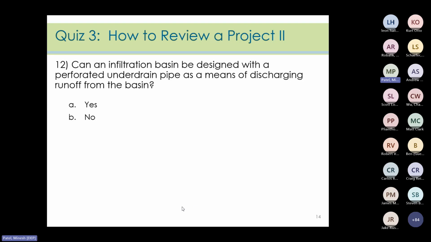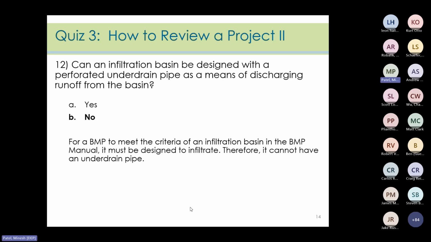Question 12, can an infiltration basin be designed with a perforated underdrain pipe as a means of discharging runoff from the basin? And the answer is B, no. An infiltration BMP cannot have an underdrain pipe if it wants to meet the criteria for an infiltration basin in accordance with the BMP manual.